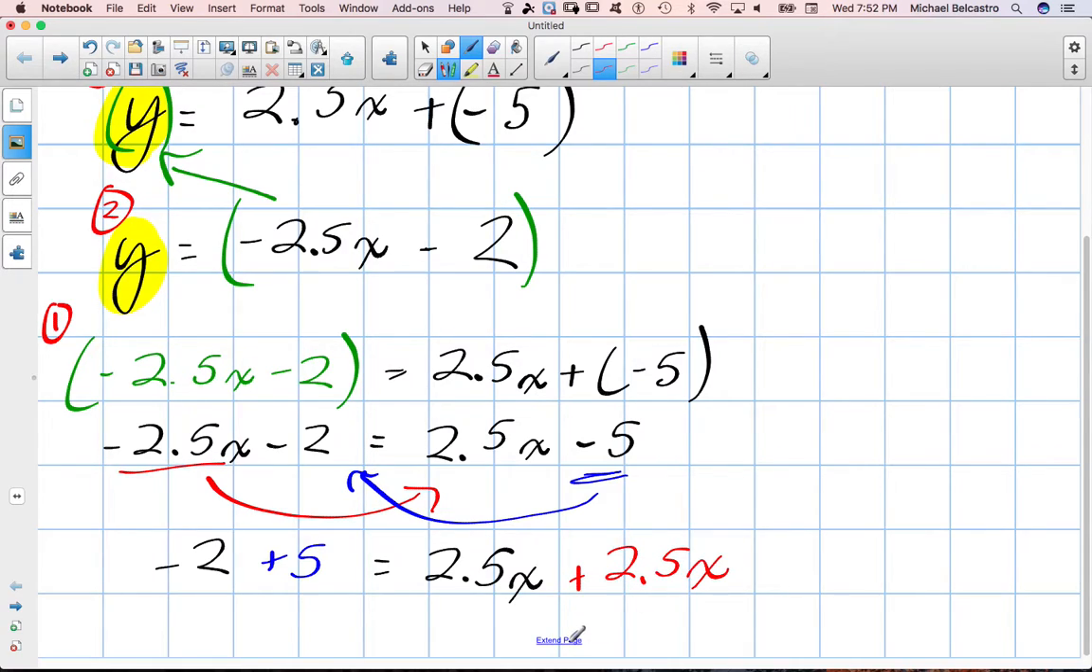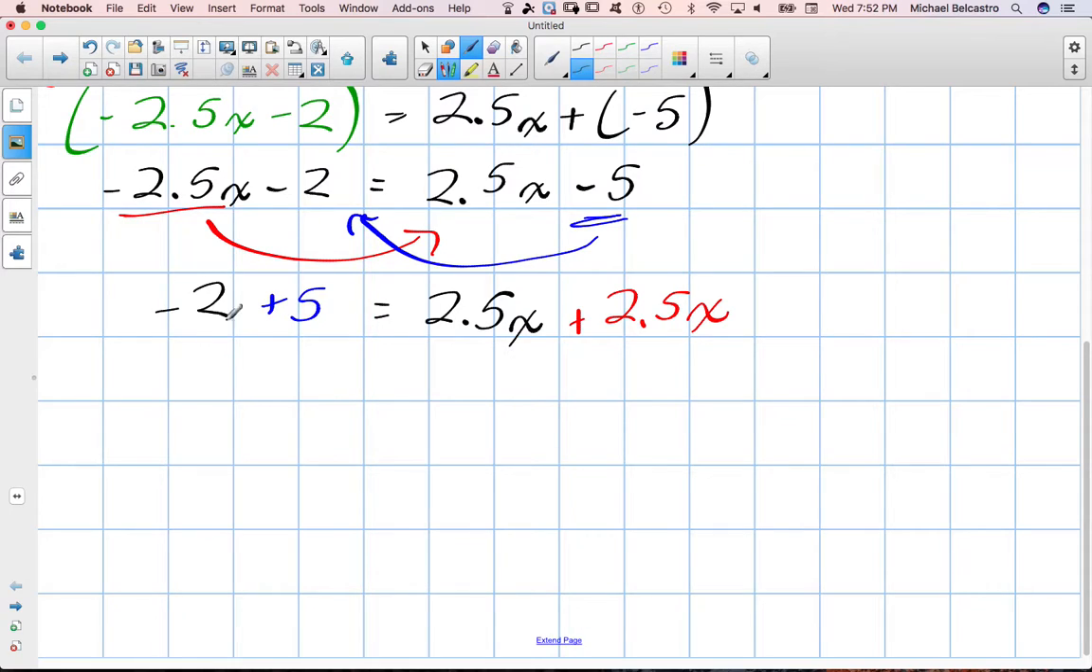Perfect. Okay, good. So now we have like terms. Negative 2 and 5 is going to give us 3. And 2.5x plus 2.5x is going to be 5x. The goal here is to get x by itself. Now technically this is just 5 times x. So to move that 5, we'd have to use division. And you could leave this as a fraction. In fact, you could say x is equal to 3 over 5, and you could be done. Or you can make it a decimal.